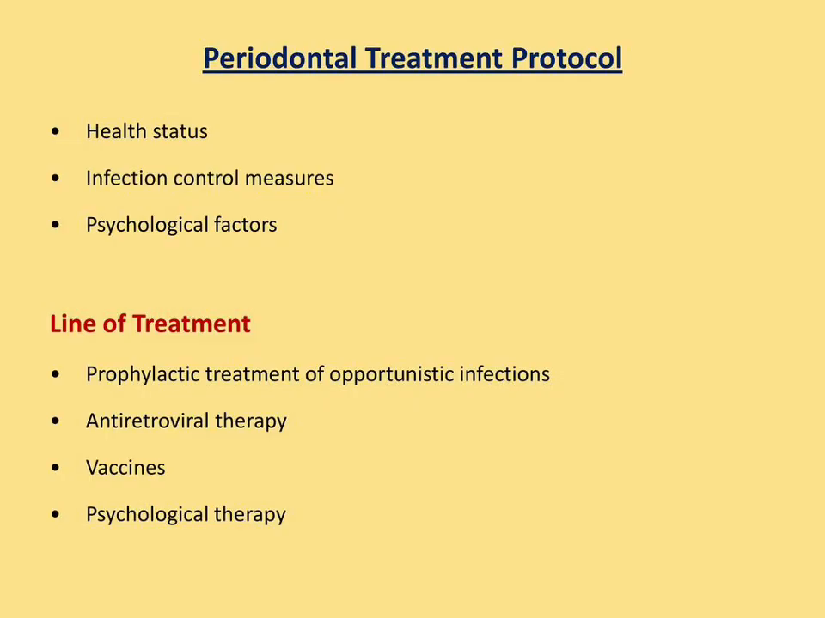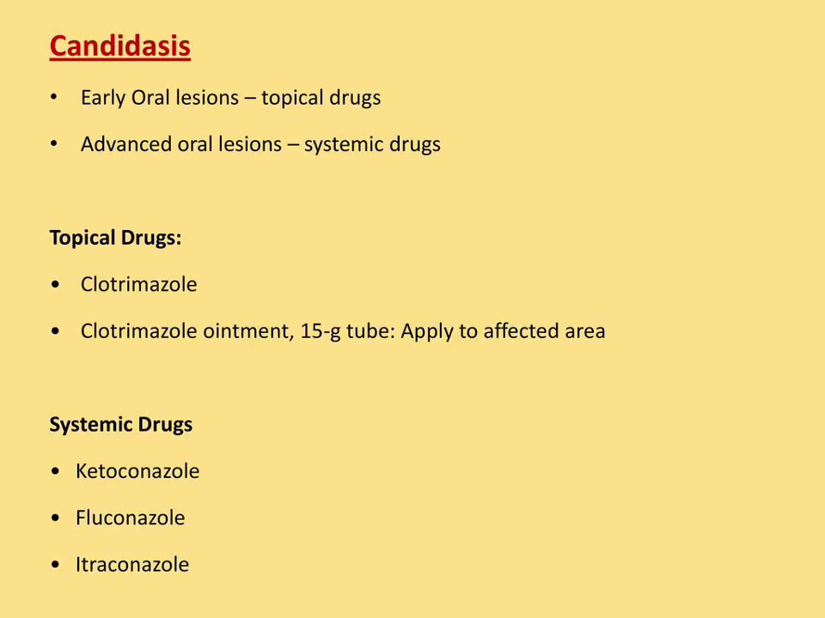Periodontal treatment protocol. We should check for health status, infection control measures, and psychological factors. Line of treatment: prophylactic treatment of opportunistic infections, antiretroviral therapy, vaccines, and psychological therapy.